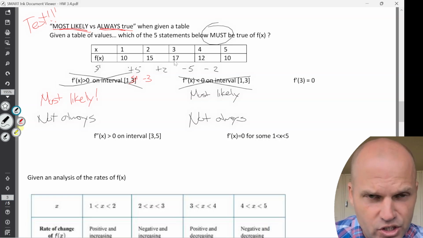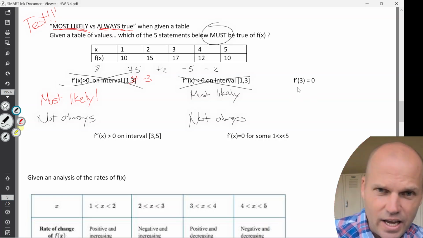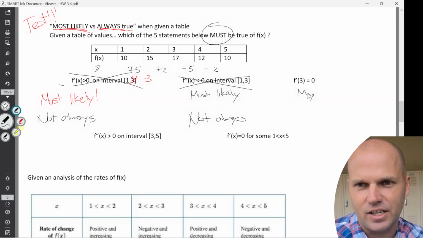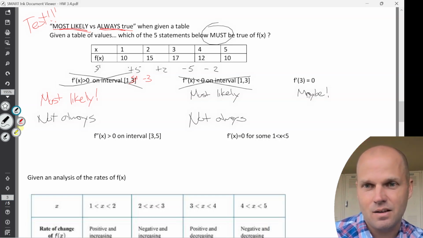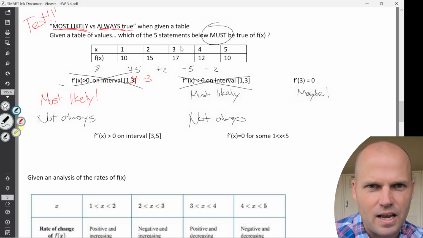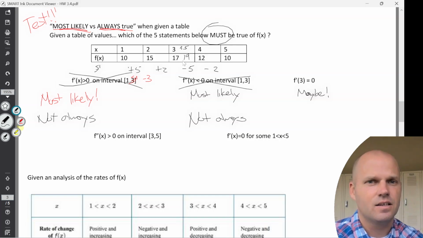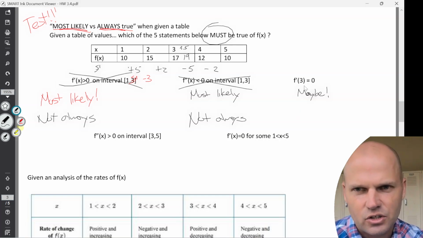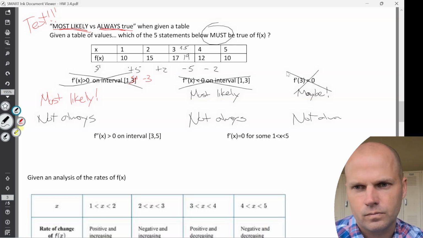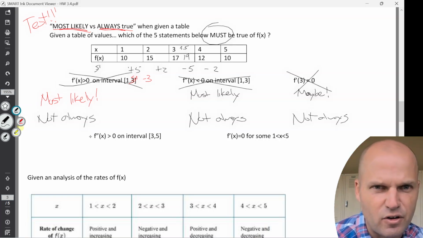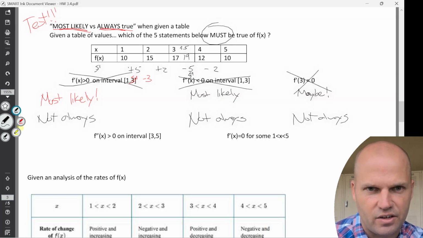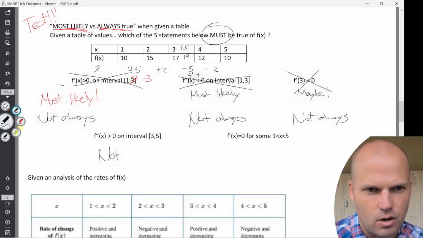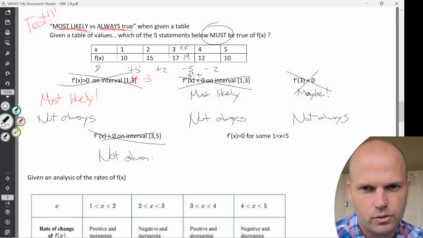Is the derivative at 3 equal to 0? Well, maybe. Most likely. It makes sense if this was the location of the max. I'm not even going to say most likely. I'm going to say maybe. But what if I put a point at 3.5, 19? And maybe we don't have a 0 there. Maybe we keep increasing and then we start decreasing. So this is not always true. Is the second derivative positive from 3 to 5? Oh yeah, it looks like the second derivative is positive, but we can put one extra point and that's not going to be true. So not always true. Most likely true, not always true.